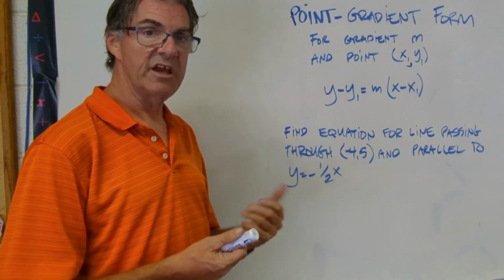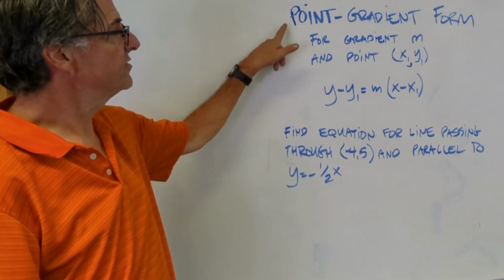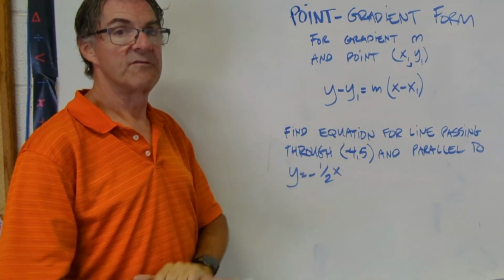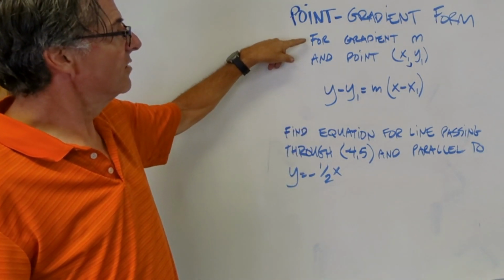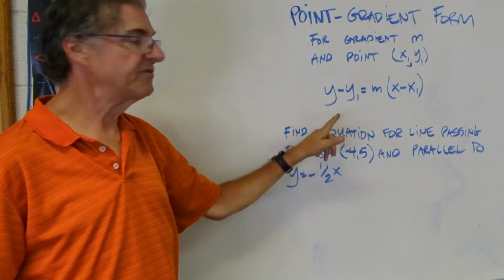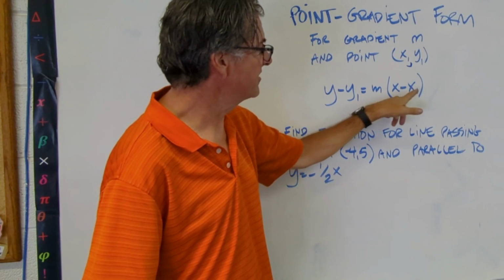Let's talk about a second form for a linear function equation. This one's called point-gradient form, and it's often helpful for finding an equation for a line. So for gradient m and point (x1, y1), you can use this form: y minus y1 equals m times (x minus x1).